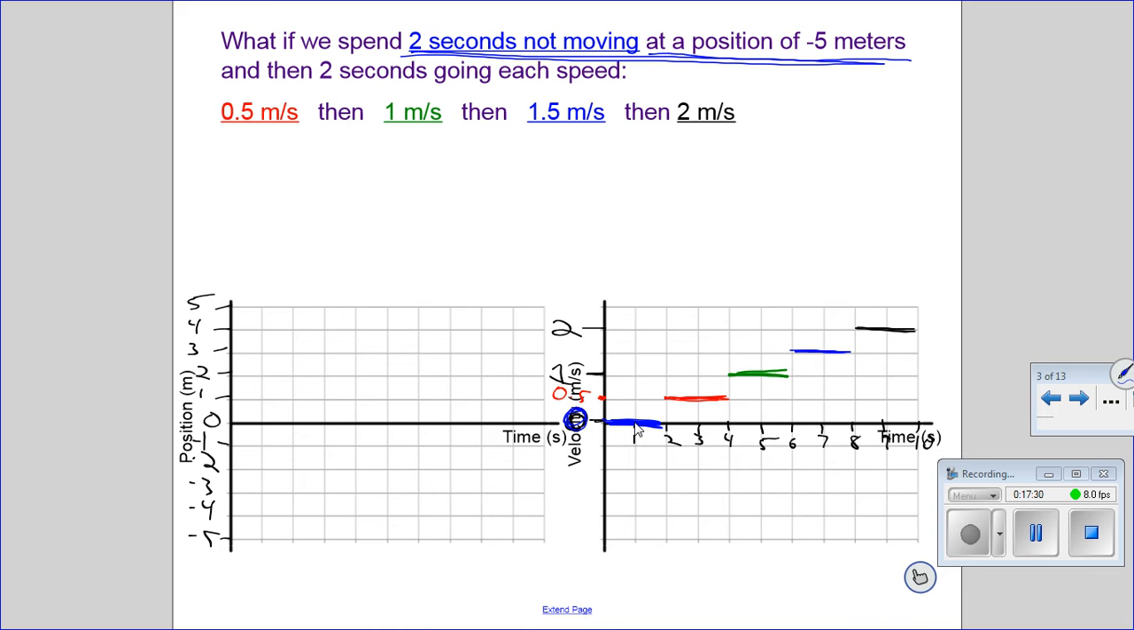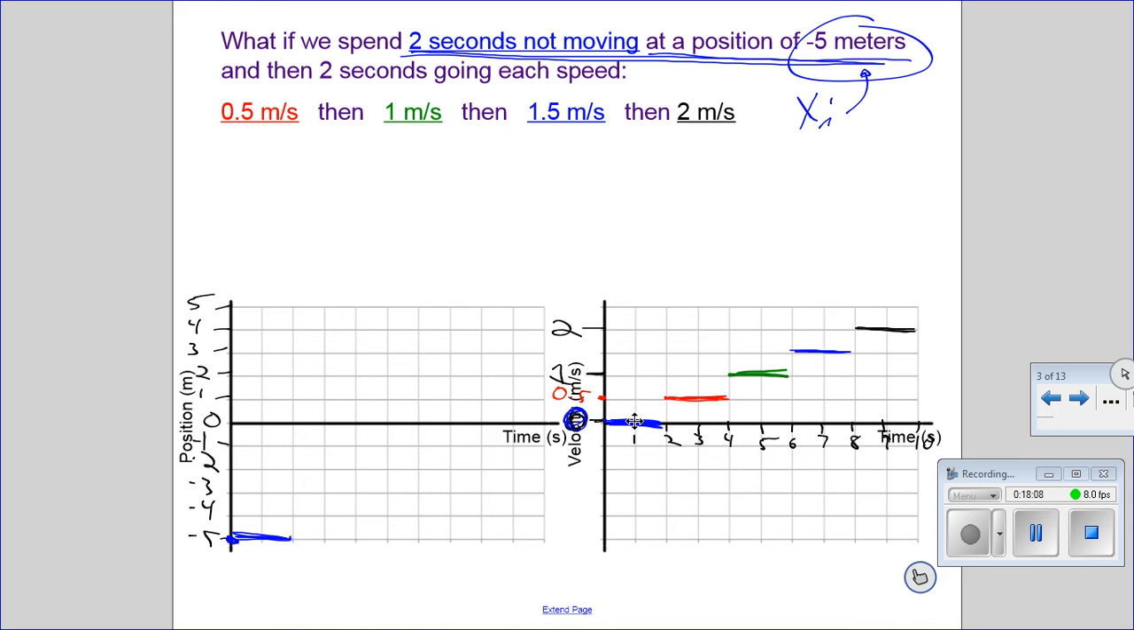So should my position time graph just stay at 0 because I'm not moving? No, because my position isn't 0. What is it? -5. So my position should stay at -5 for 2 seconds. Does that make sense? That's what this is telling me. My position that I start at is -5 meters. Cool? Now, if my starting position had been 0, then it would live up there at 0. That would just move the whole graph up, starting at 0. Otherwise, everything would be the same.